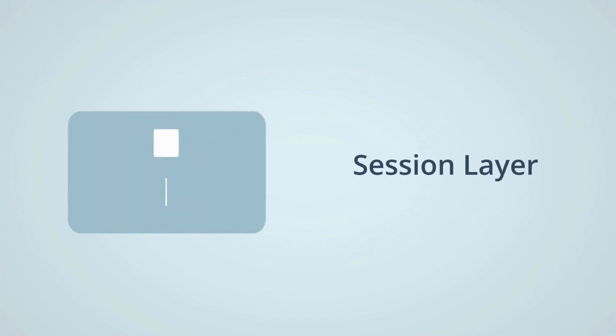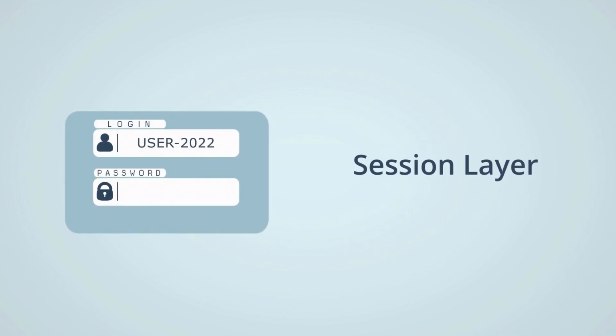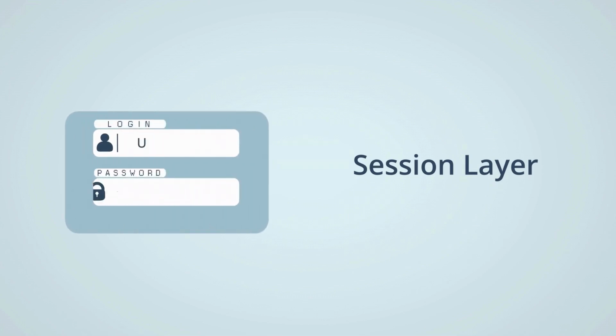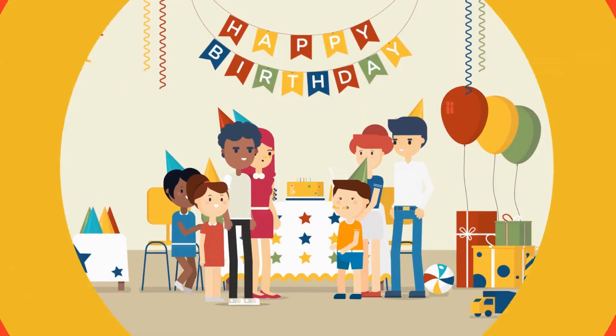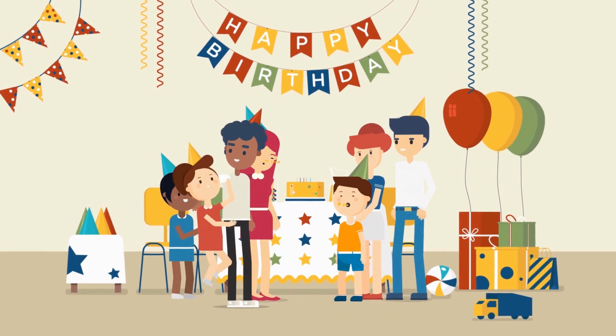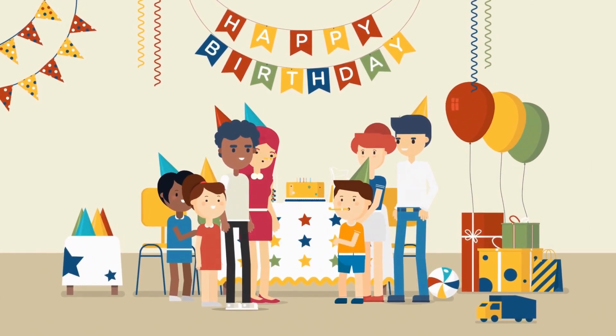Layer 5 is the session layer. Think of it as the referee of networking, keeping track of who's talking to whom. It creates, tracks, and ends sessions between different systems. It's like making sure everyone's playing nice at a party. No fights over the last slice of cake.